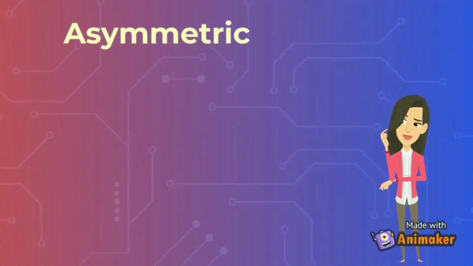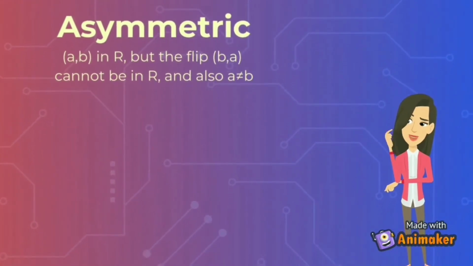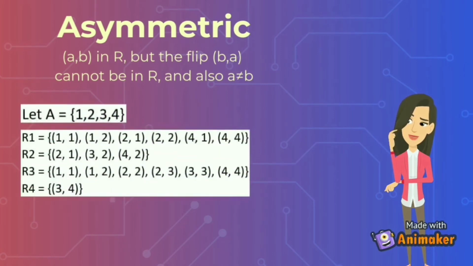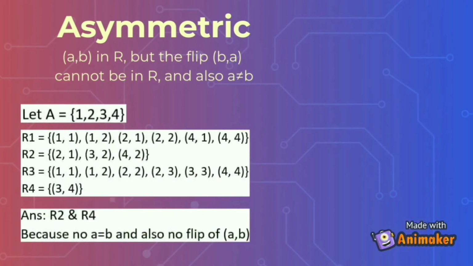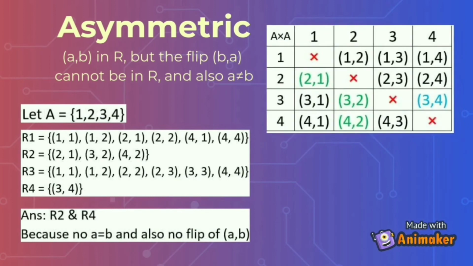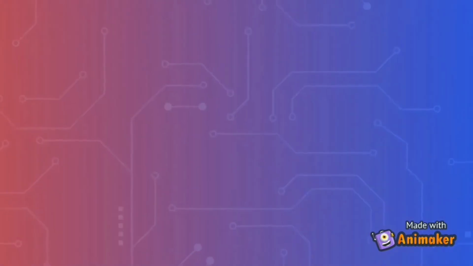For asymmetric, what we need to know is that inside of the relation, both the pair with A equal to B and also (A, B) with its flip (B, A) cannot be inside of the relation, meaning that the relation cannot have any flip of it, and it also cannot have A equal to B. So from the example, we can say that R1 and R3 are not asymmetric because R1 has (1,1), (1,2), (2,1), (2,2), and also (4,4), and R3 has (1,1), (2,2), (3,3), and (4,4), which is obviously wrong in asymmetric.